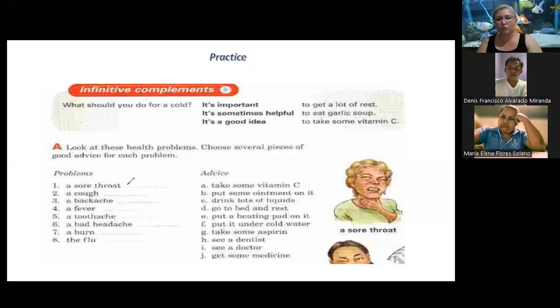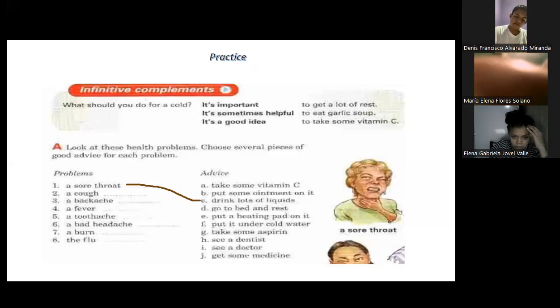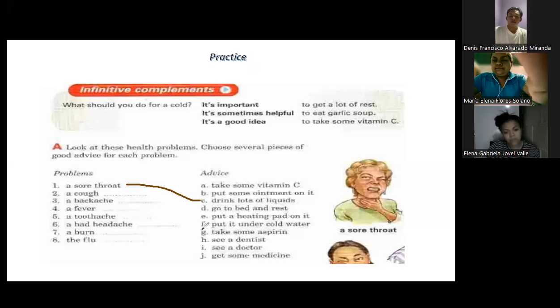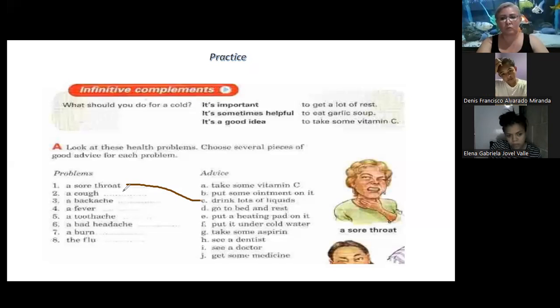Sore throat, what possible advice can we give? Drink a lot of liquids? Okay. Yes, there is a possibility too. Thank you. What about a cough? What do you recommend? Get some medicine. For a cough, what letter? So number one is sore throat, it's like drink a lot of liquids. And a cough, number two. What possible answer can we get from that? Get some medicine.